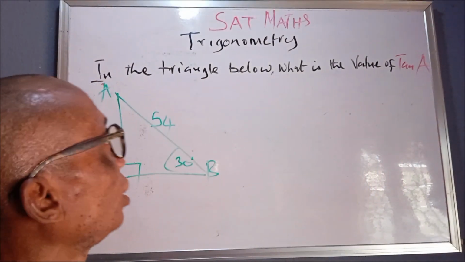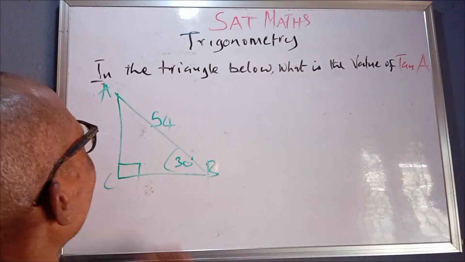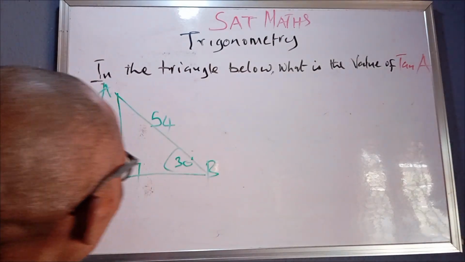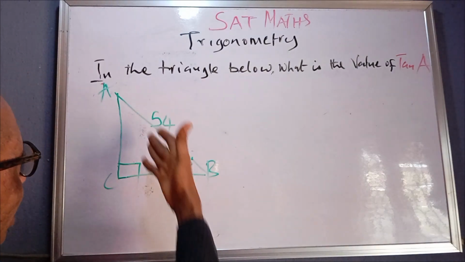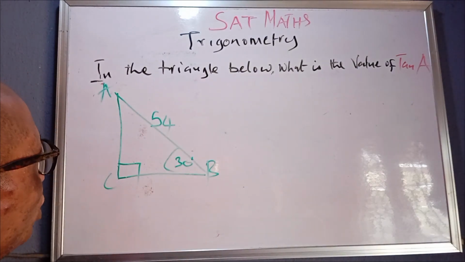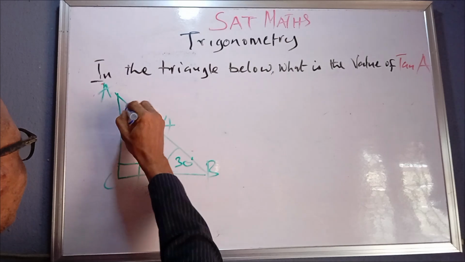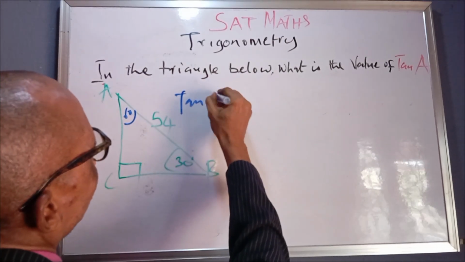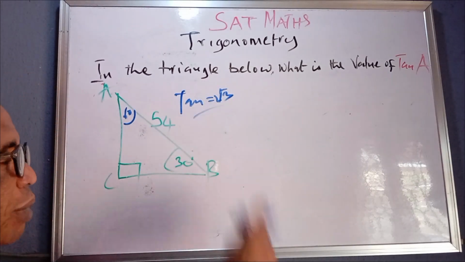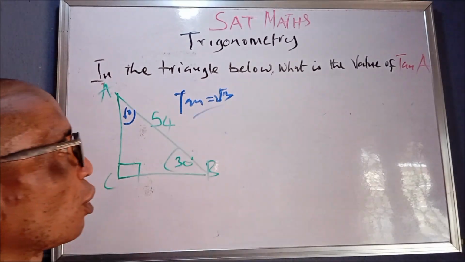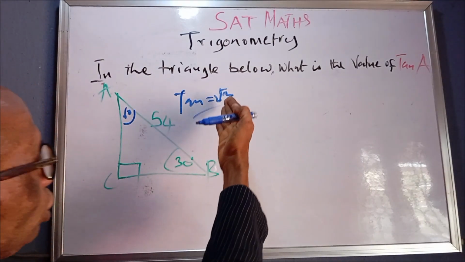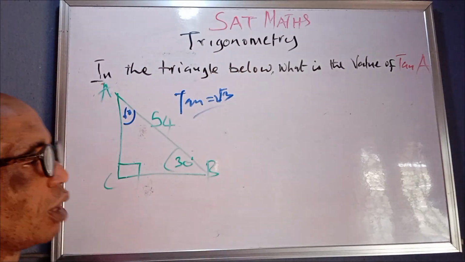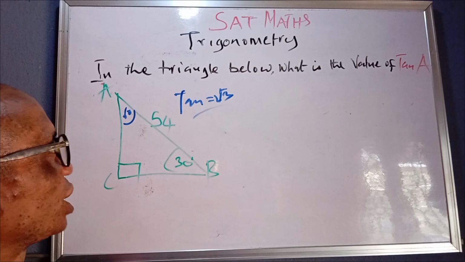And so we go to the question. The question is saying that in the triangle below, what's the value of tan A? Ordinarily, if we look at this triangle, knowing that here is 60, we could deduce tan A to be root 3 from an equilateral triangle, which I will draw for us, that we will be able to use to know the value of the ratio of the sides of the triangle.